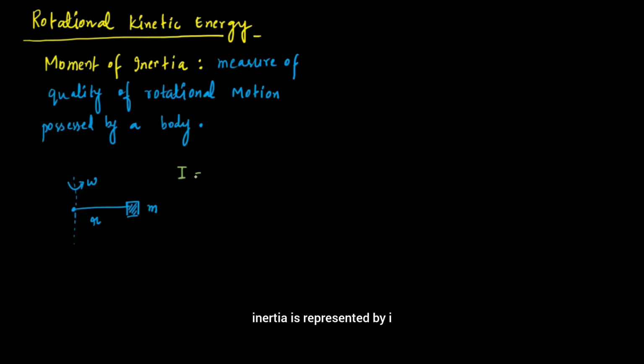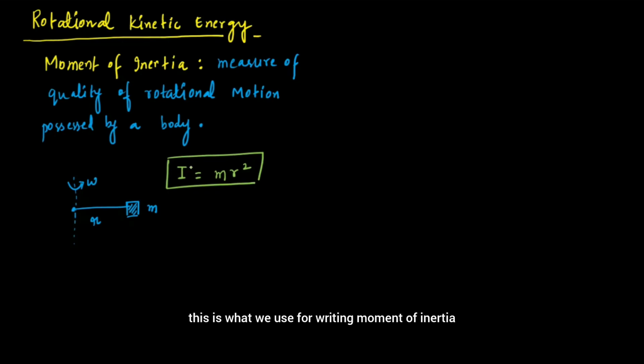Moment of inertia is represented by I, and it is equal to the product of mass times the square of the distance between the mass and the axis of rotation. This is what we use for writing moment of inertia.